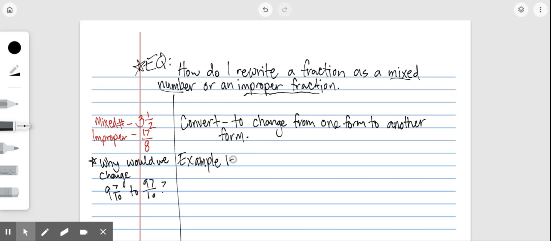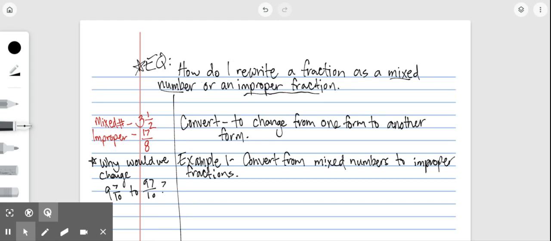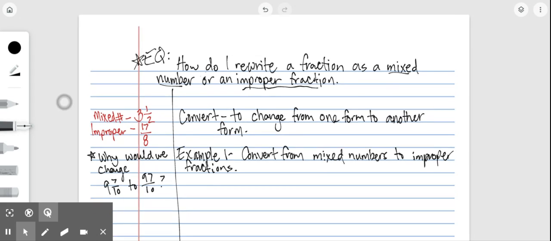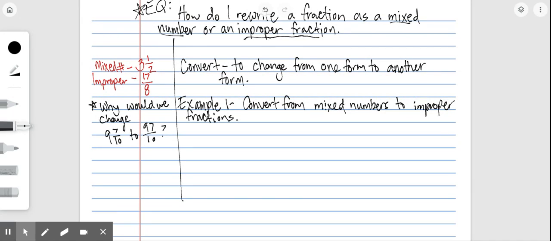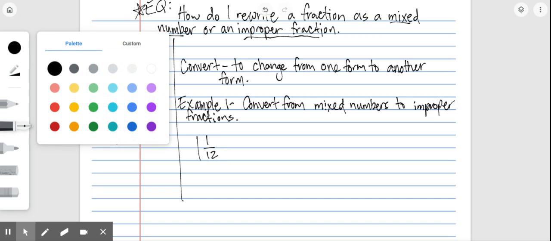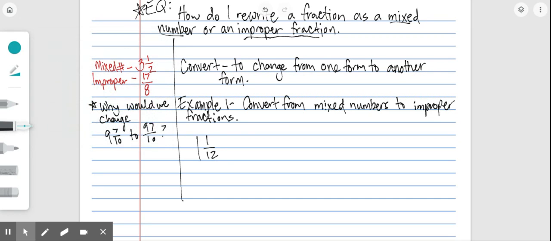So example 1 is converting from mixed numbers to improper fractions. Okay, so let's start with 1 1/12. This is a real easy starter. When we convert from a mixed number to an improper fraction, we're going to use the standard algorithm. The standard algorithm has 3 steps.